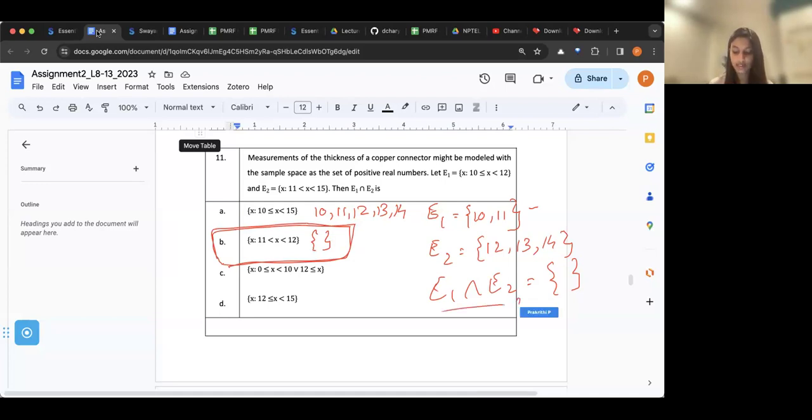While the other options say x is 0 to 9 and then 11. By definition, option D is 12, 13, and 15. So none of these describe E1 intersection E2. Only this option describes it. So this is the answer: empty set.